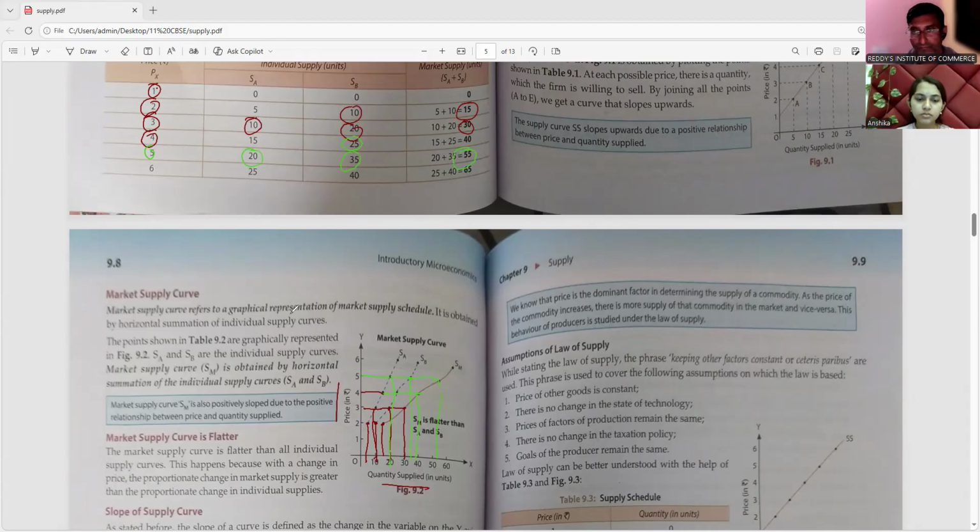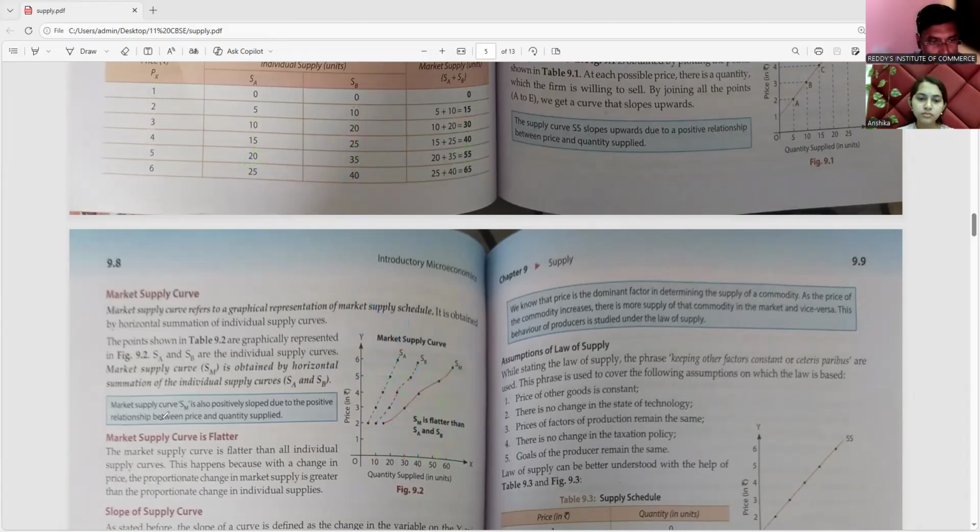Got it? When price was 6, individual A demand was 25, individual B demand was 40, and market demand was 65. Right? So it is a representation of the entire numerical form in a graphical representation. That curve is called the market demand curve.